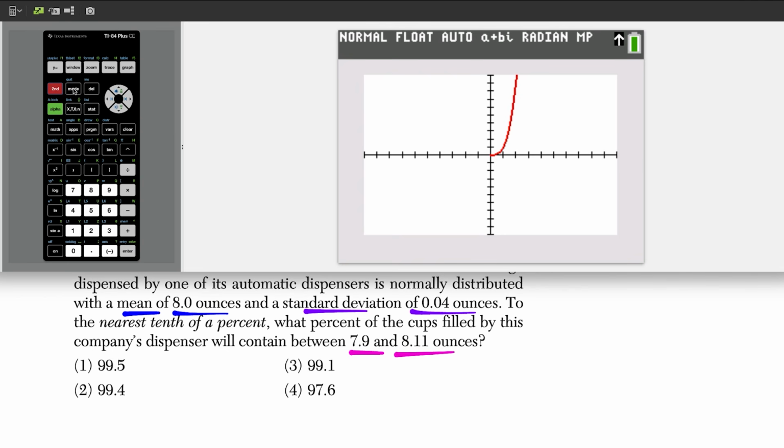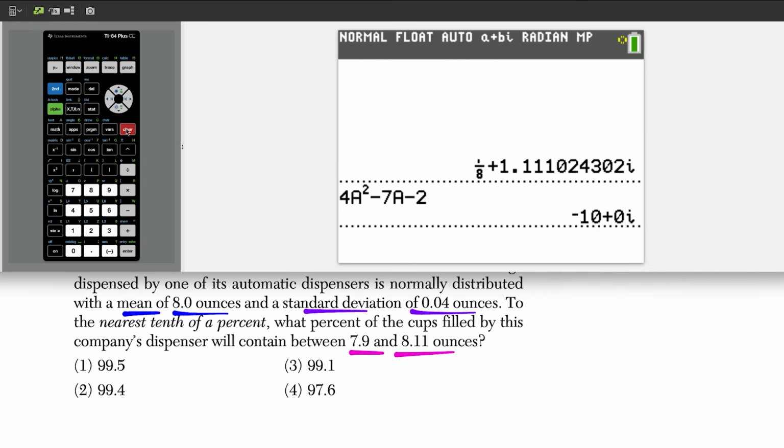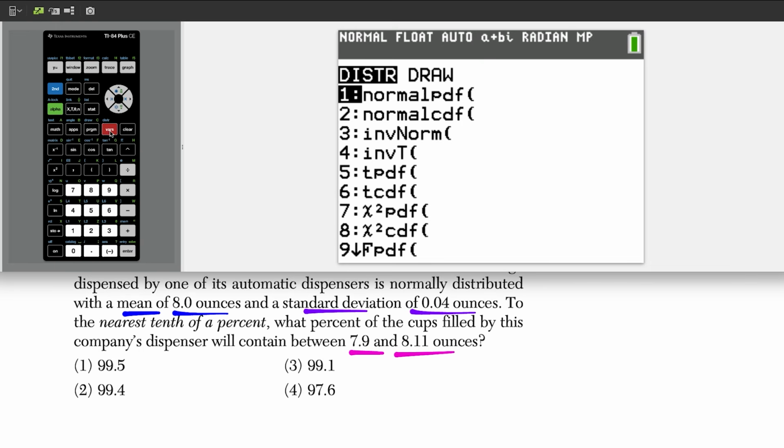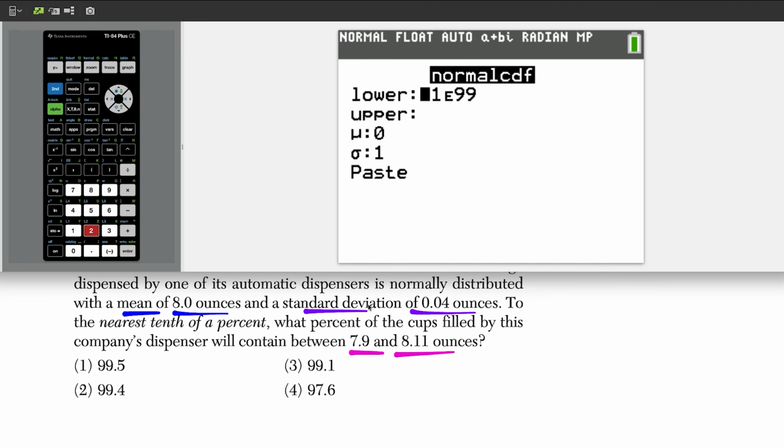So we could go back to the main screen here. We press second mode to get out of this. I'll just clear this out and we're going to press second and then vars. And we're going to go to normal CDF. Okay, so option 2. And then for the lower, that's the lower bound here of the interval. So that's going to be 7.9. And then for the upper bound, that's 8.11. And then next we have the average is 8 ounces. And the standard deviation is 0.04.